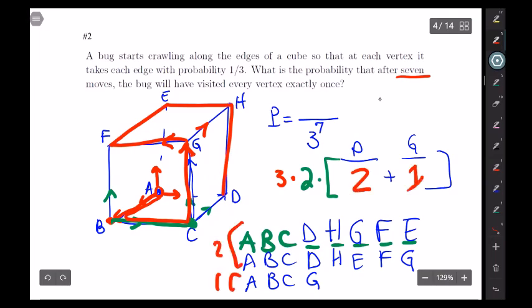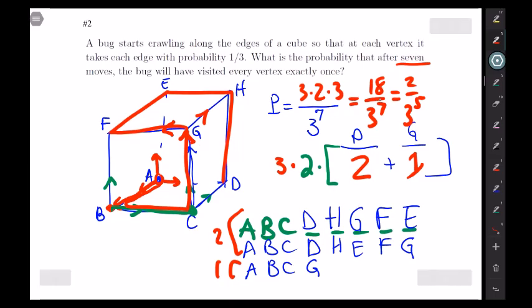So there's 2 ways in this case and 1 way in that case. And that's pretty much it. You can't go across the cube, like through the dimension. Yes. So the numerator would be 3 times 2 times 3, which is 18. 18 over 3 to the 7. We can simplify by 2 3s. So 2 over 3 to the 5, I think. Yes. Thank you, guys. Okay, so this was a contest problem.